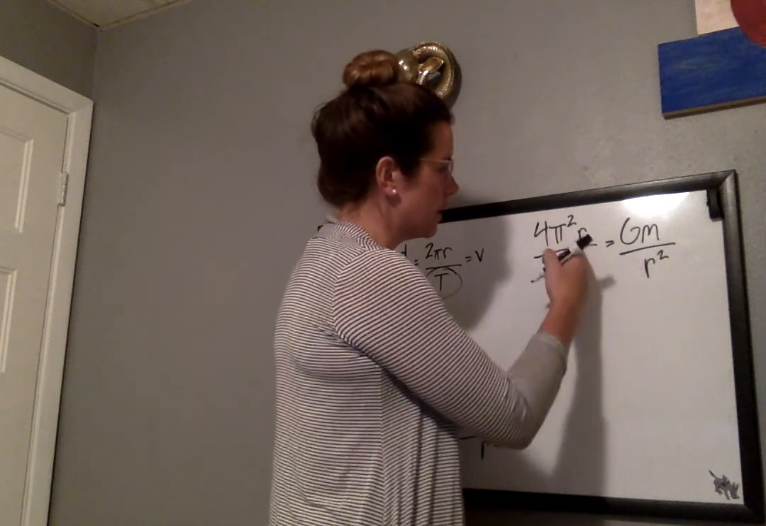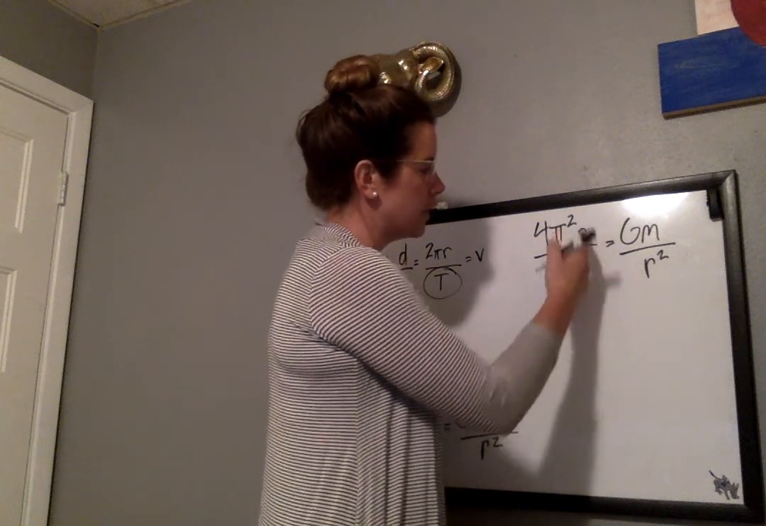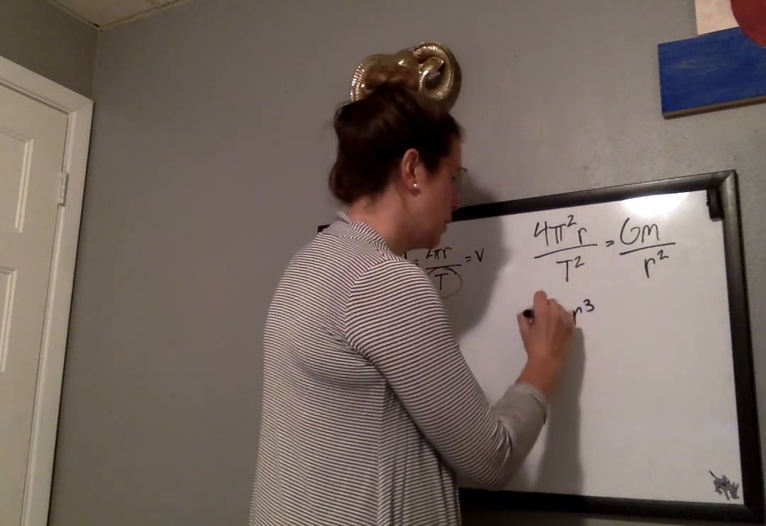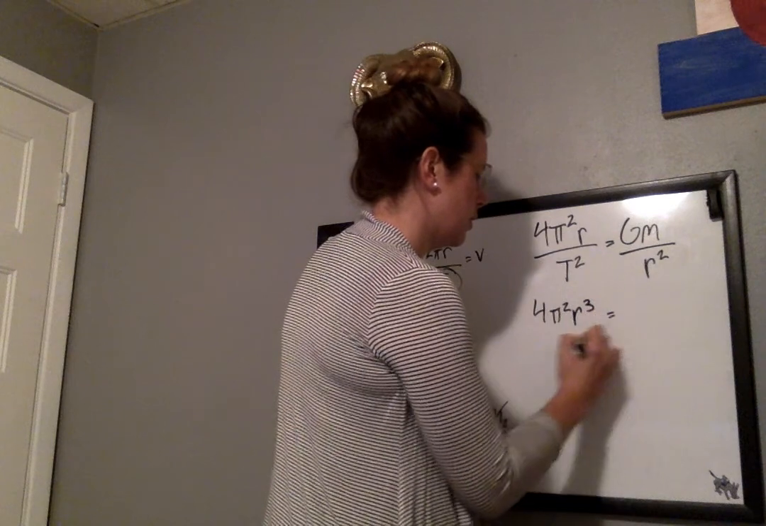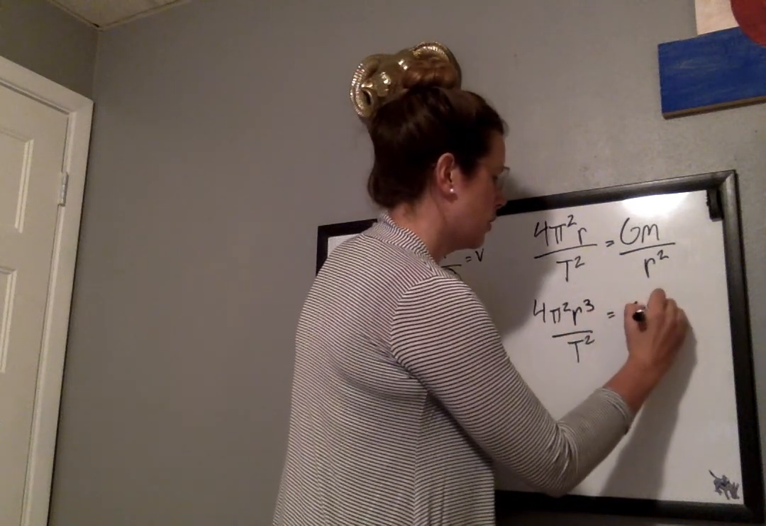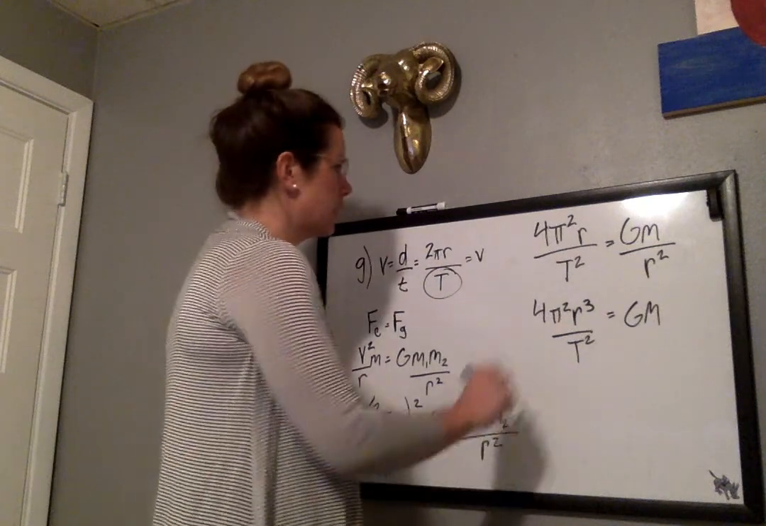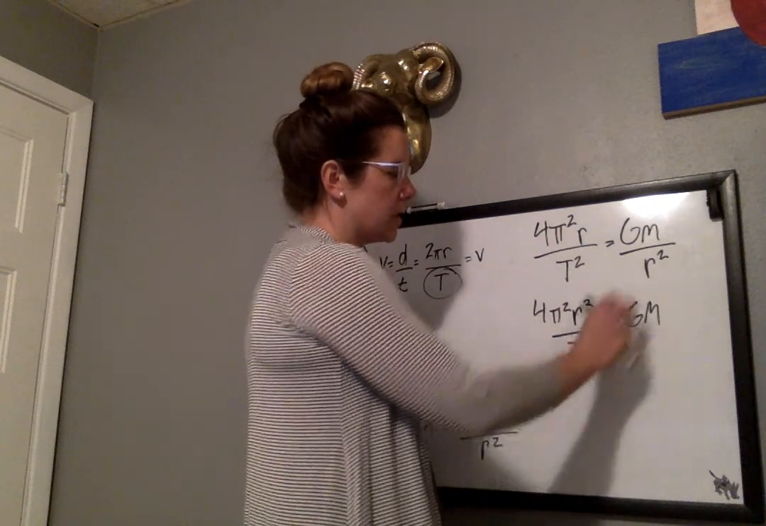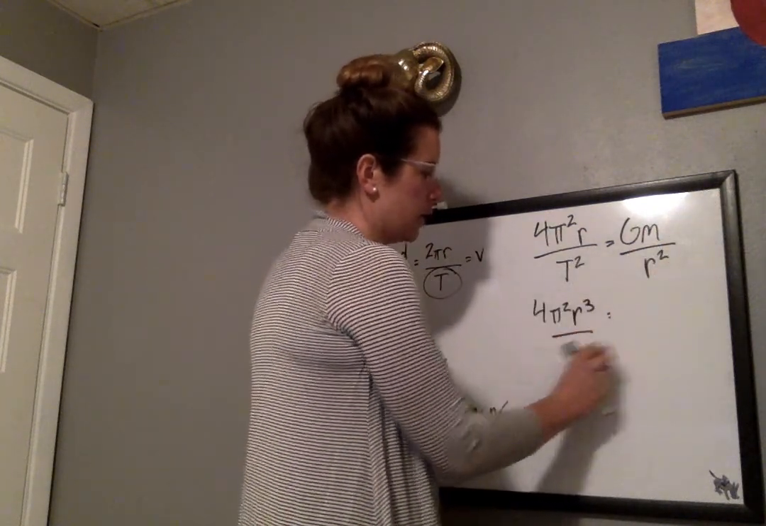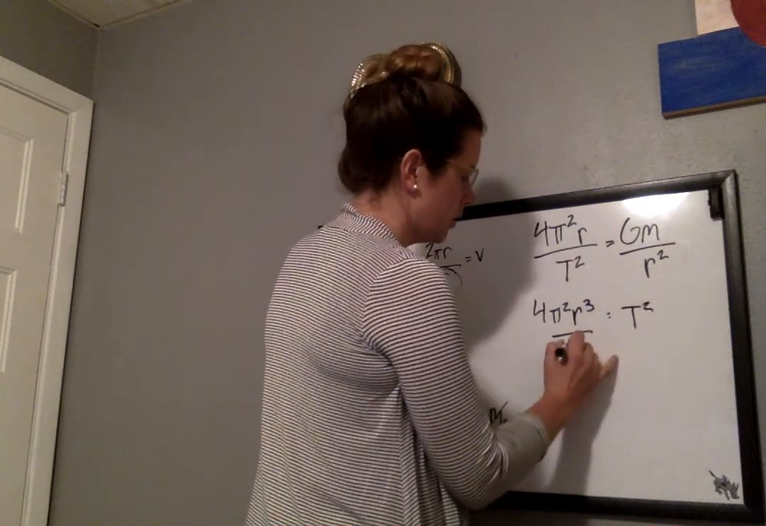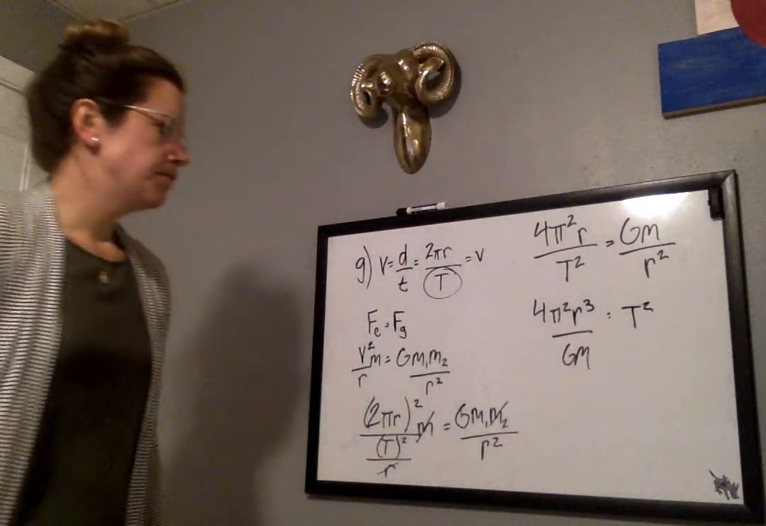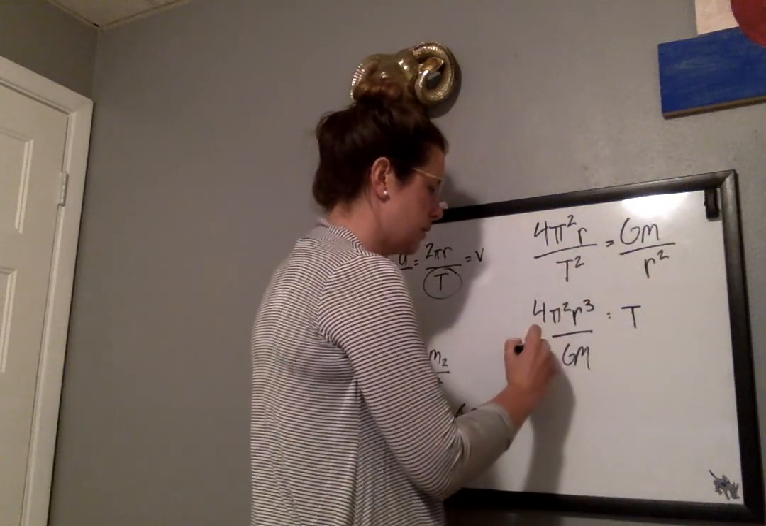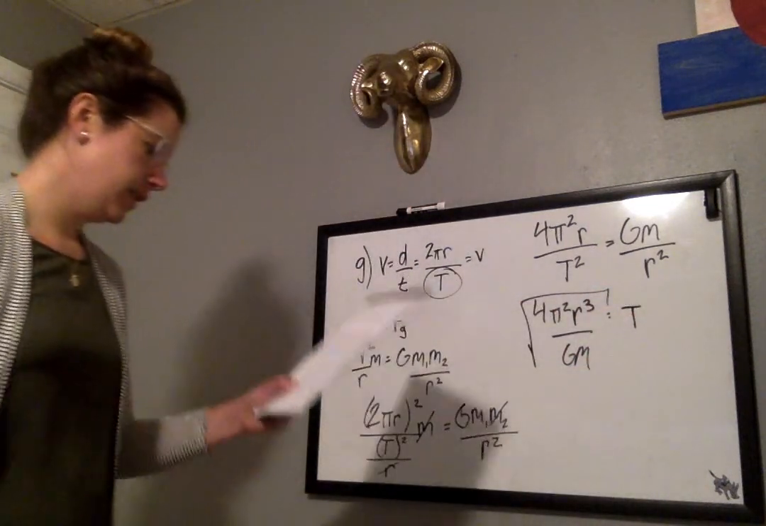Now let's put these r's together. R squared on the bottom, r on top. To get rid of those, you will multiply. So r times r squared is r cubed. Cool. We want t squared though. So to get that by itself, we will multiply both sides by t squared and then divide both sides by gm. Or just flip them, like so. We want t, we only have t squared here. To get rid of squared, you're going to take your square root. Our final answer is that.